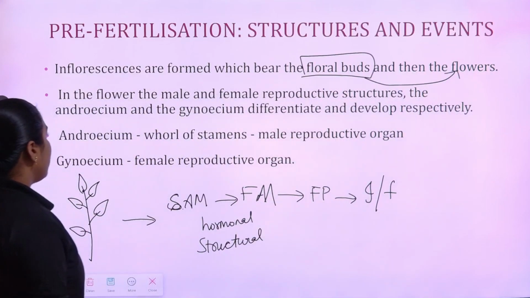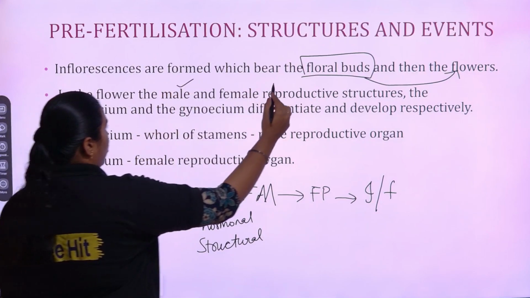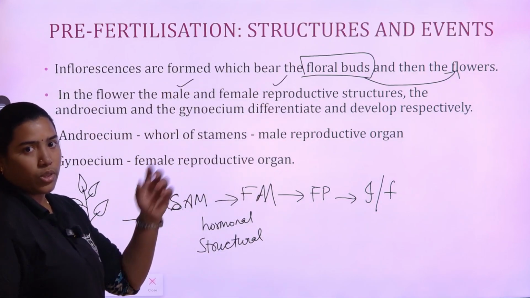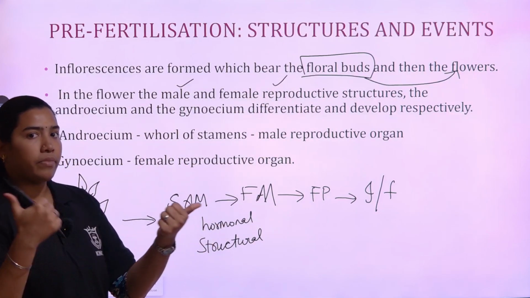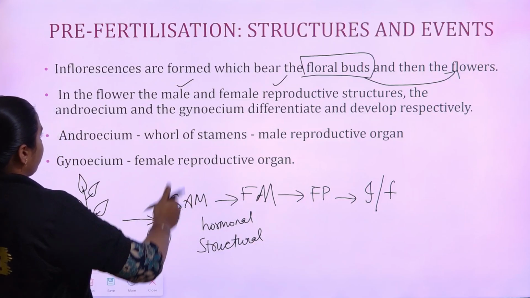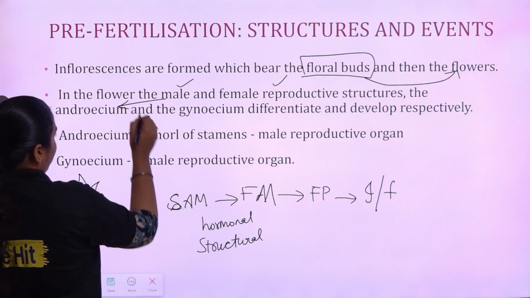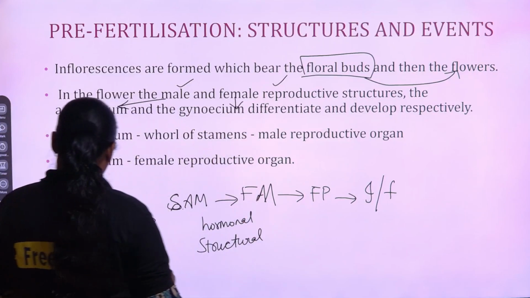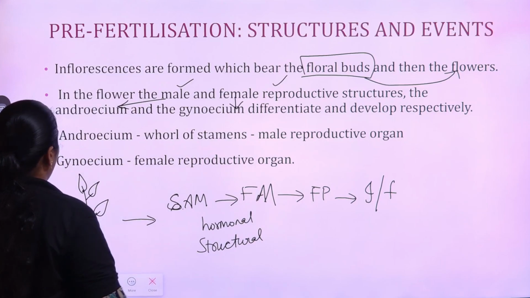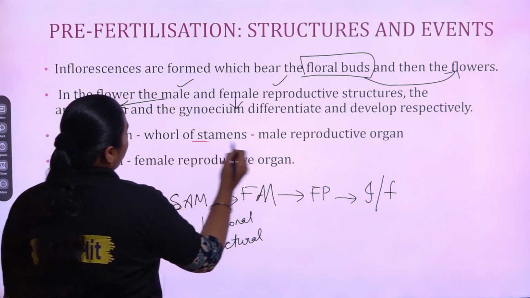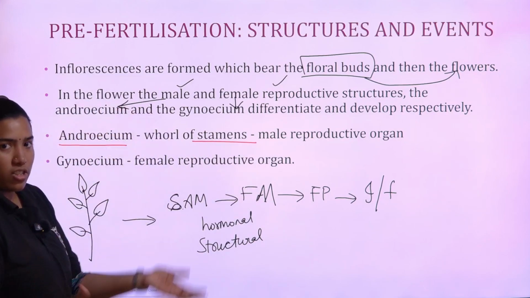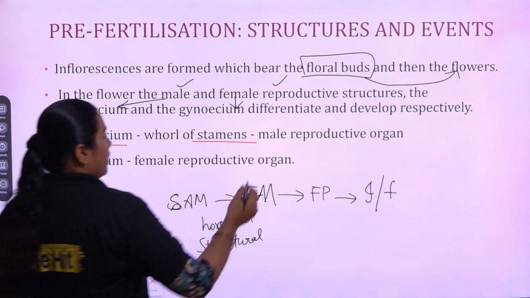In the flower, we have male reproductive structures and female reproductive structures. Just now we saw in the diagram it was male as well as female. Male is referred to as androecium, female is referred to as gynoecium, respectively. And then in androecium, we have a whorl of stamens. We saw a large number of stamens. That is the male reproductive organ.